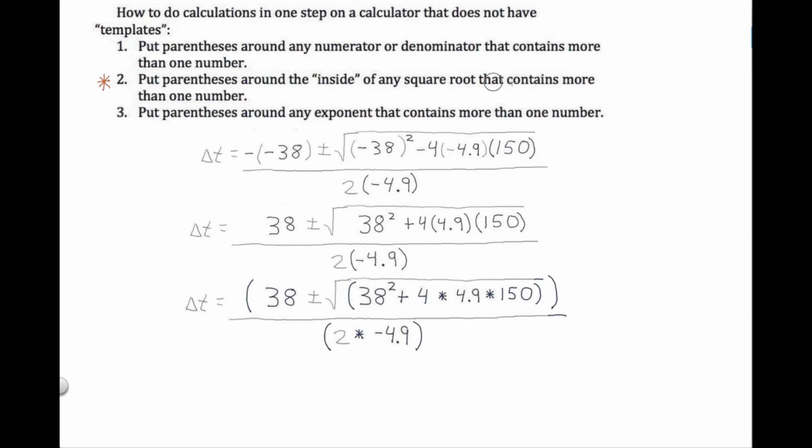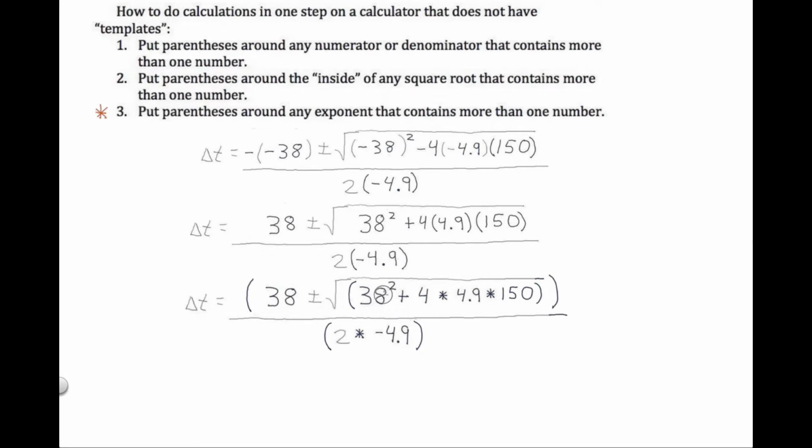Based on this rule, we need a parenthesis here to tell the calculator where the inside of the square root begins, and we need a parenthesis here to tell the calculator where the square root ends. This exponent contains only one number, so we don't need parentheses around this exponent. Now we're ready to enter the calculation in one step on our calculator.